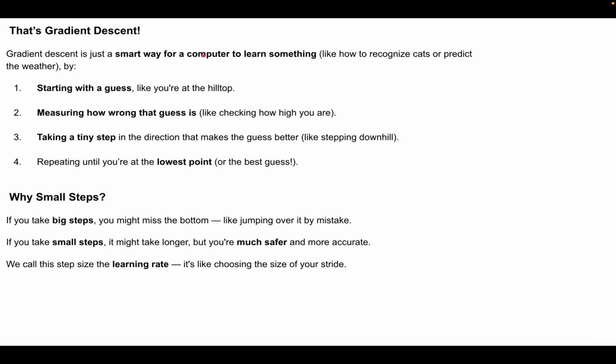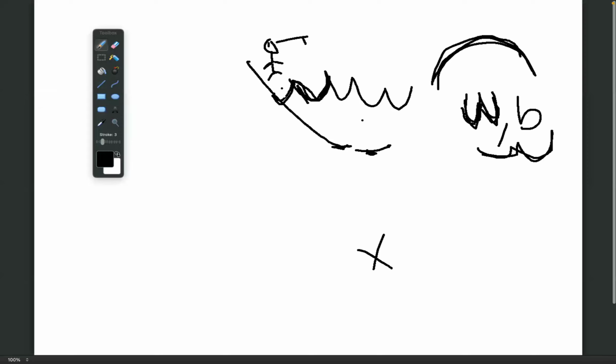Gradient descent is just a smart way for a computer to learn something, like how to recognize a scatter or predict the weather. First of all, starting with a guess, like you are at the hilltop, measuring how wrong that guess is, like checking how high you are, taking a tiny step in the direction that makes the guess better, like stepping down here, and repeating until you reach the lowest point or the best guess. So what are we saying?